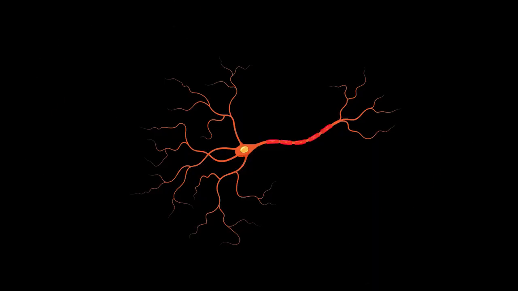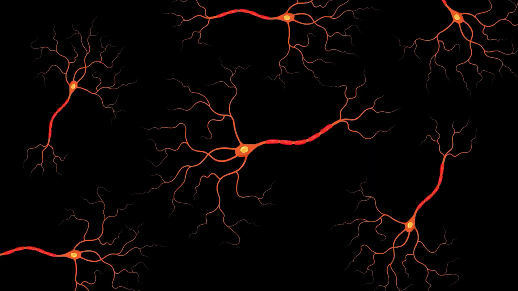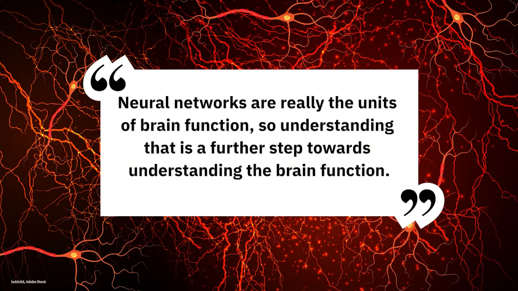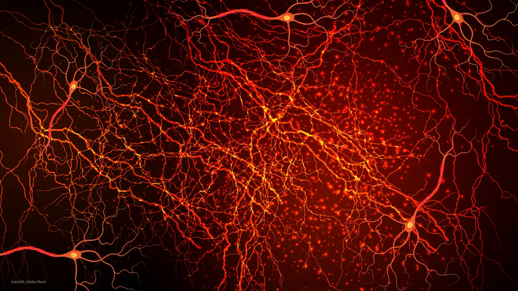Moving forward, we want to understand how groups of neurons form a functional neural network. Neural networks are really the units of brain function. So understanding that is a further step towards understanding brain function. Having that kind of level of understanding will also help us develop better treatment for brain disorders.